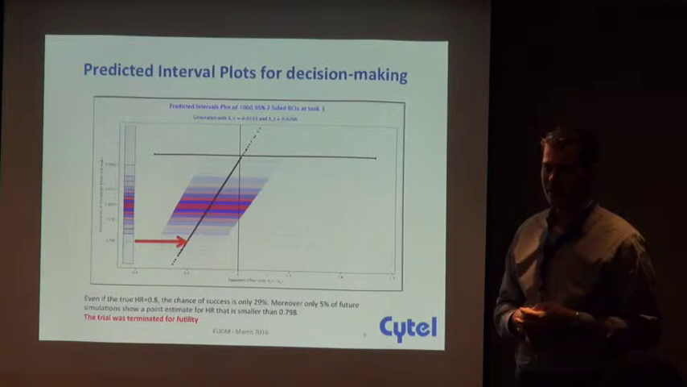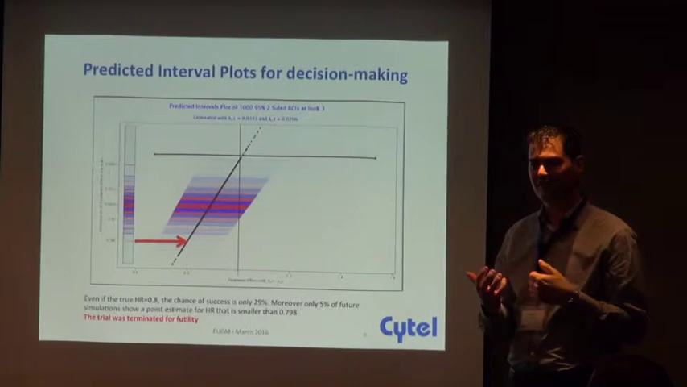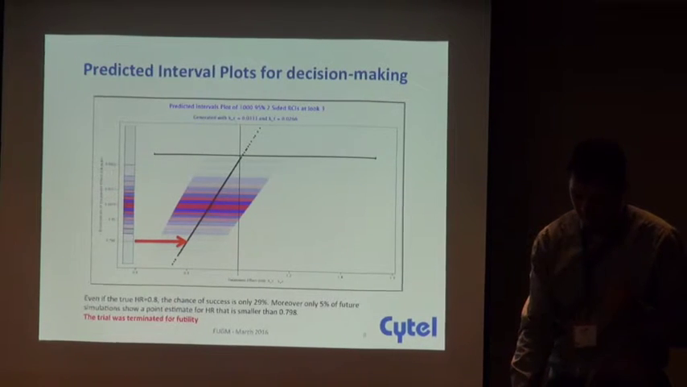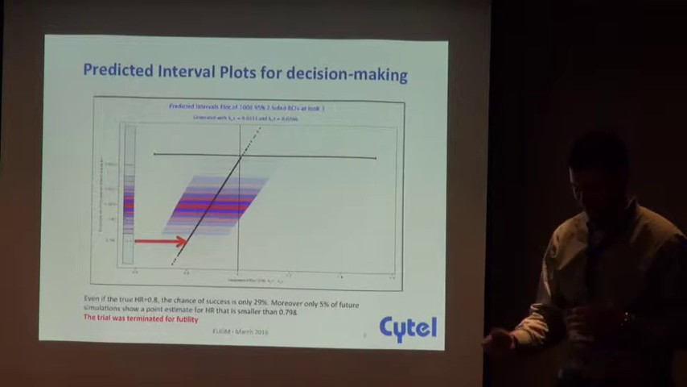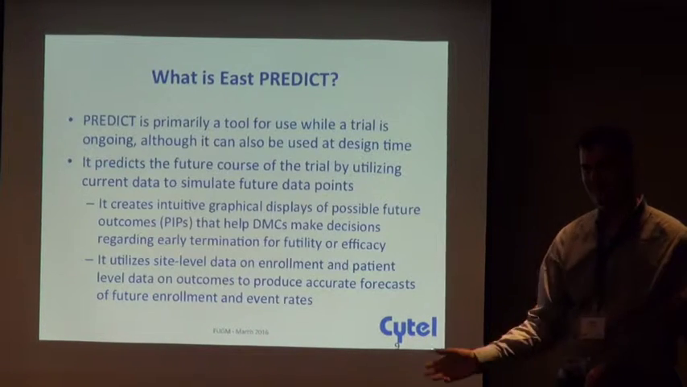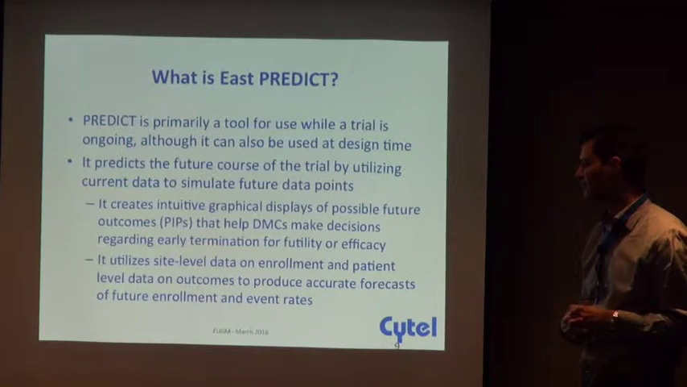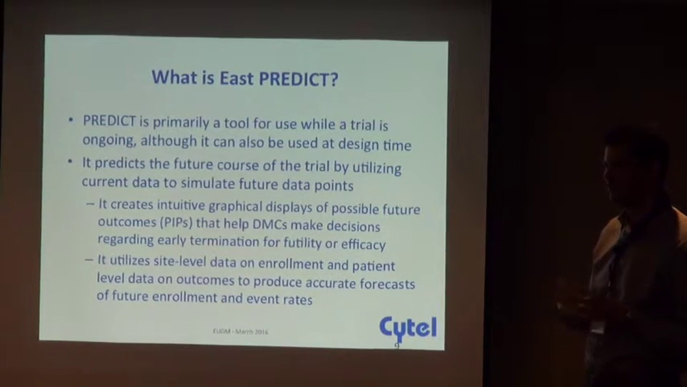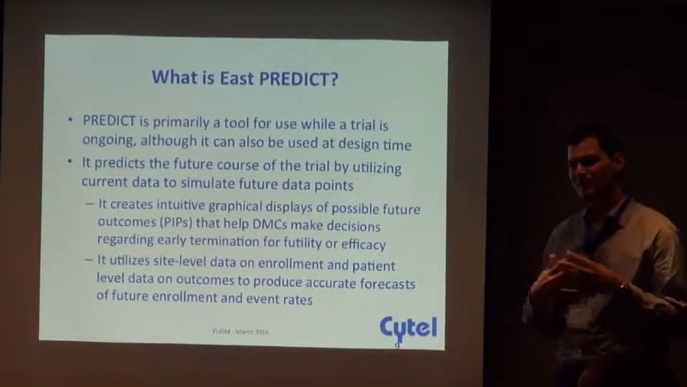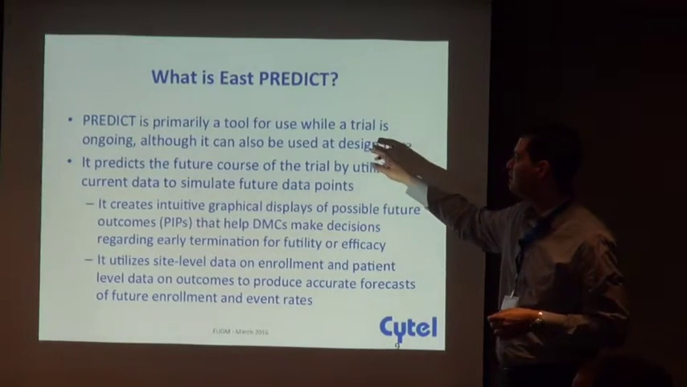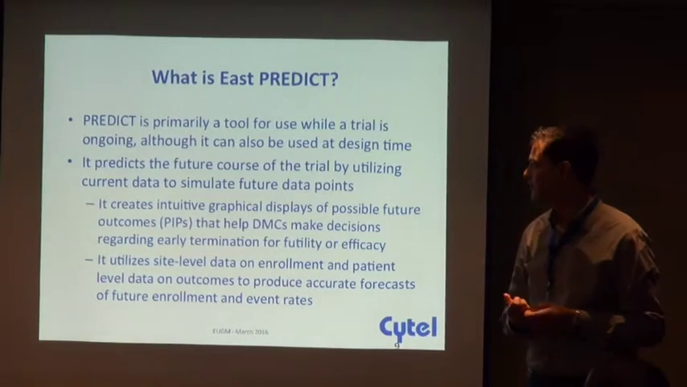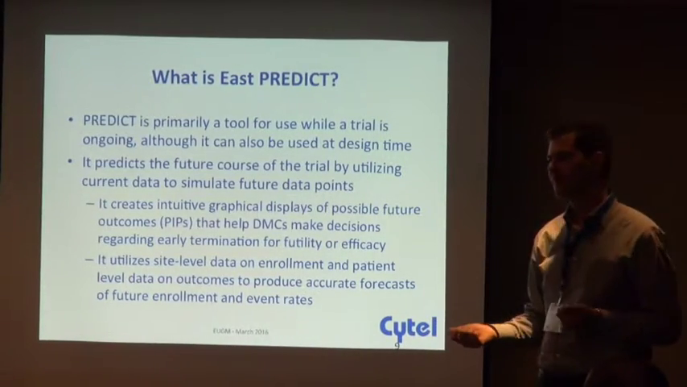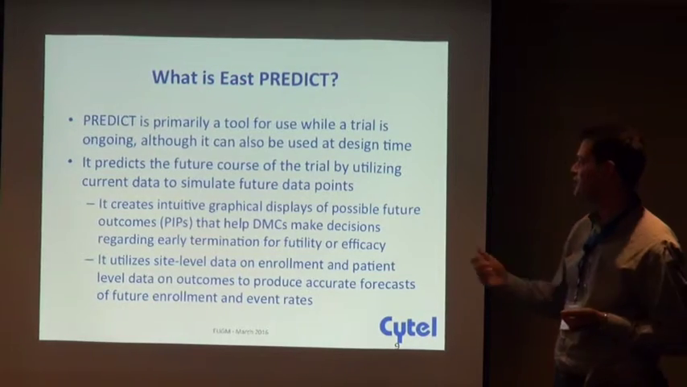Similarly, with enrollment predictions and event predictions, the earlier versions of EAST used unblinded data. We have changed that because as a sponsor, you don't usually have access to unblinded data in late-stage trials. So Predict was primarily developed with the idea that you could predict a trial on an ongoing basis, sort of simulate the rest of the trial. It also allows you to do some of these simulations at design time.